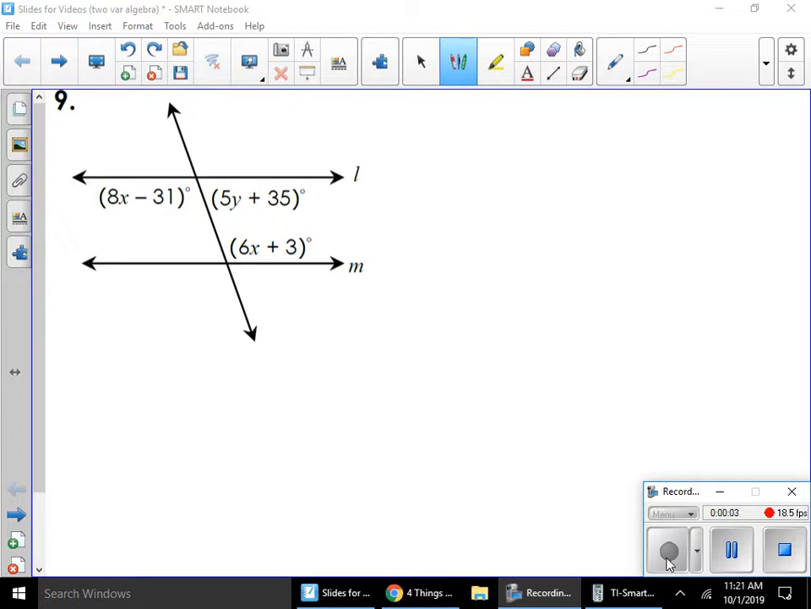Suddenly, we have a diagram with two different variables in it. Notice I have angles that have an x expression in their measure, as well as an angle with a y expression. So caution.